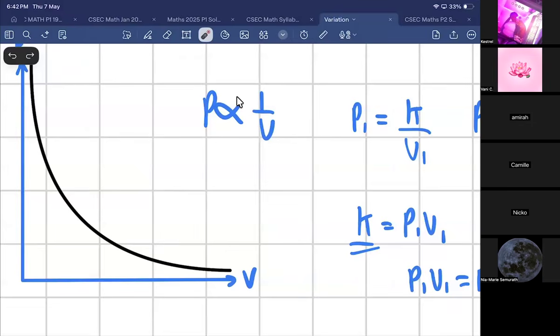Imagine this piece of paper, right? I'm going to apply pressure to it. Does the volume get bigger or smaller? Smaller. Right. So as pressure increases, the volume what? Decreases.